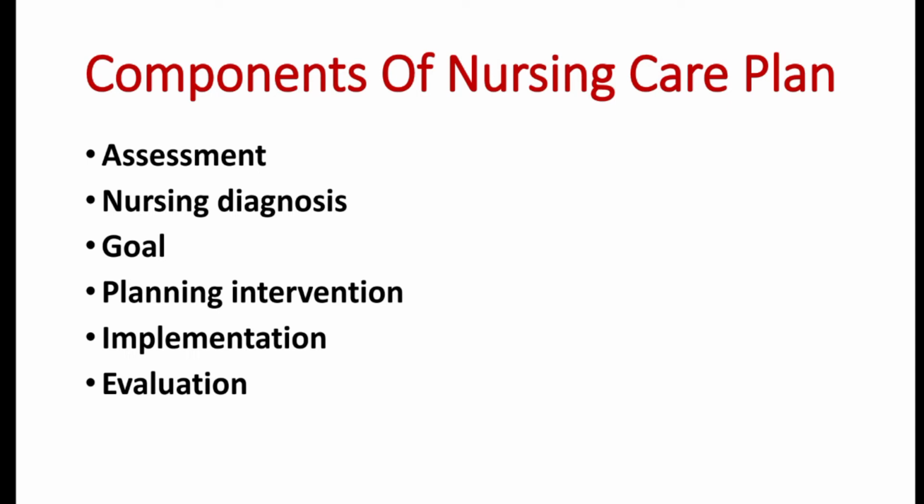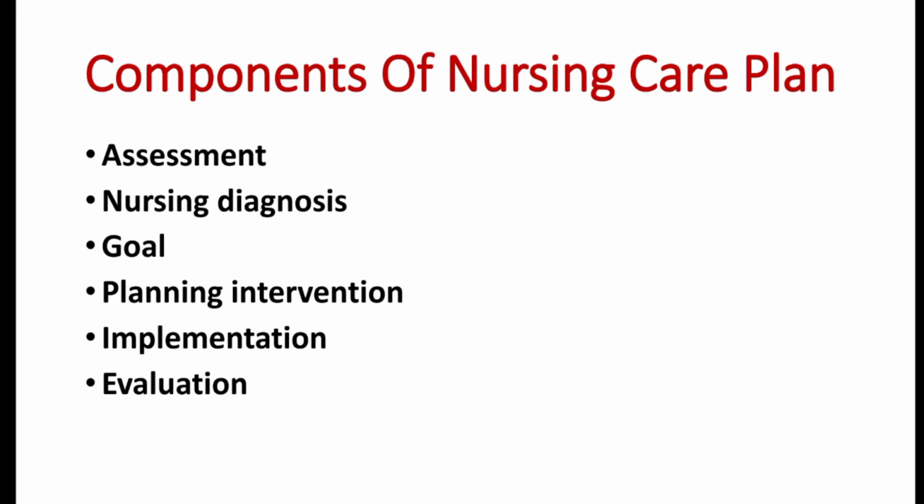Two types of data collection are done in this assessment phase: subjective and objective. The subjective data involves mainly the verbal statements from the patient, and objective data is the measurement of the patient's vital statistics. Objective data is measurable, observed or measured by the nurse, for example vital signs, height, weight, etc.